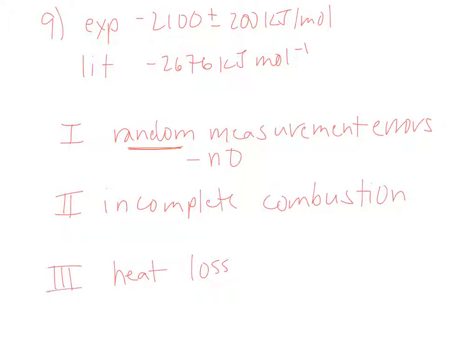But incomplete combustion definitely would give you a lower value because less heat would be produced, since not all of the reactant combusted. And then heat loss is always the number one source of error in a calorimeter experiment. So 2 and 3 definitely would play a role in this. So number 9C would be 2 and 3 only.